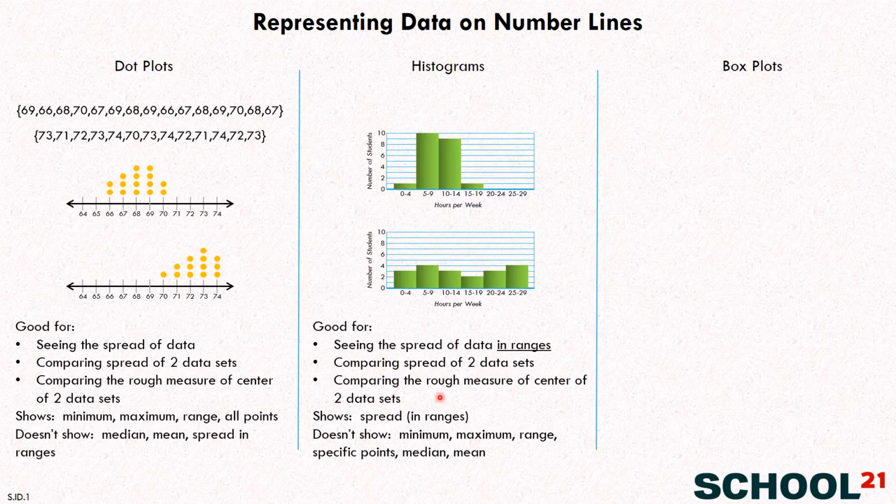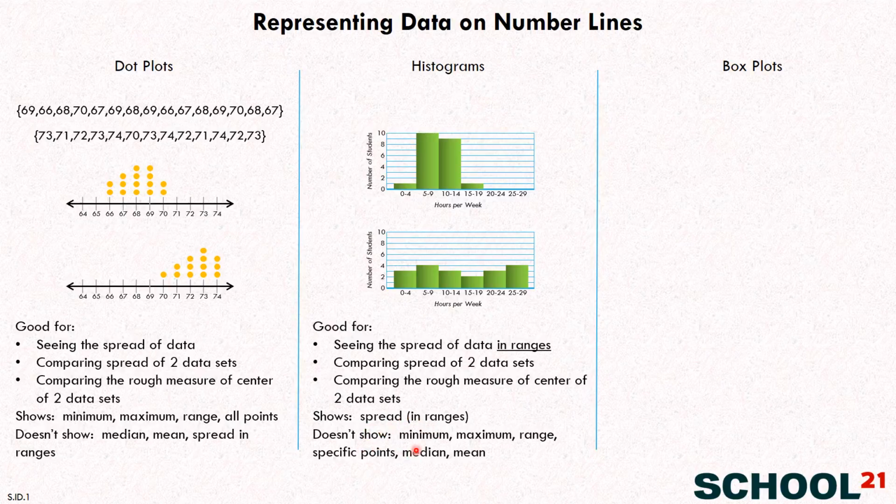And you can compare the rough measure of center for these, but you don't really have the real center because, again, you don't know what the exact numbers are. But the center for this one is probably right around here. And the center for this one, we don't really know, but maybe it's a little bit higher. It's really spread out, but you could maybe say the center of this one looks to be a little bit higher. So that's what it shows, is the spread in ranges.